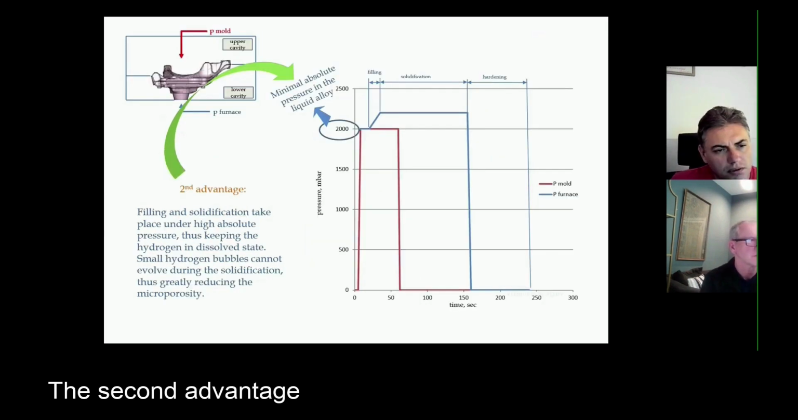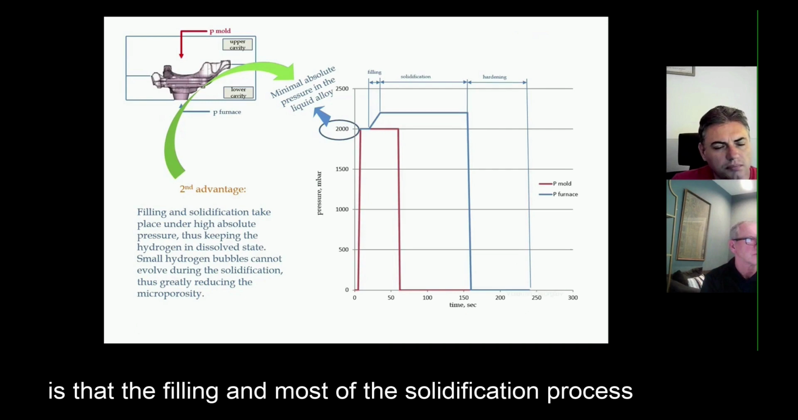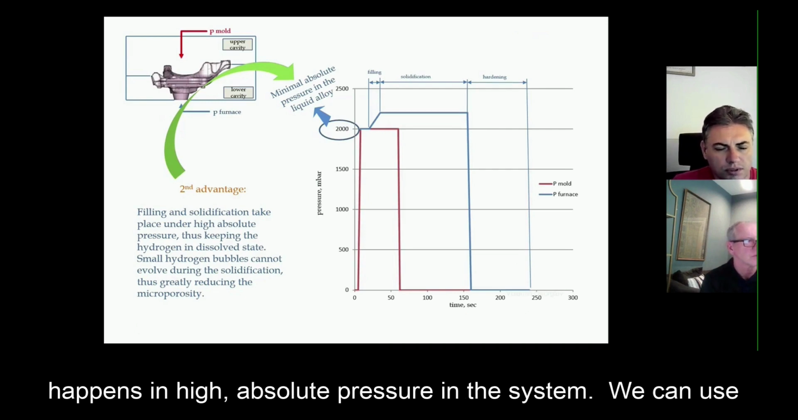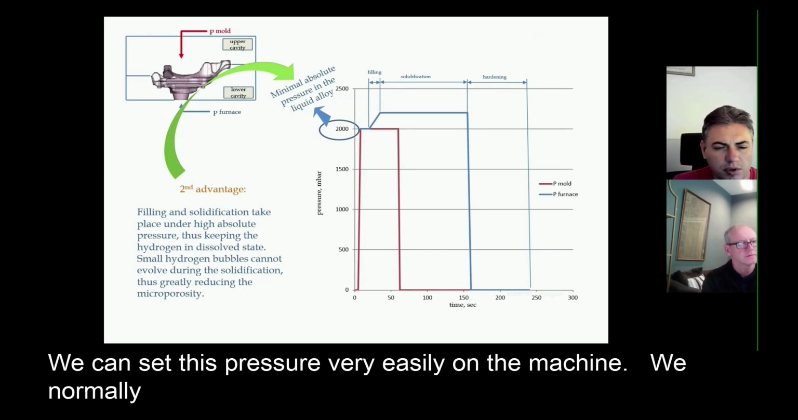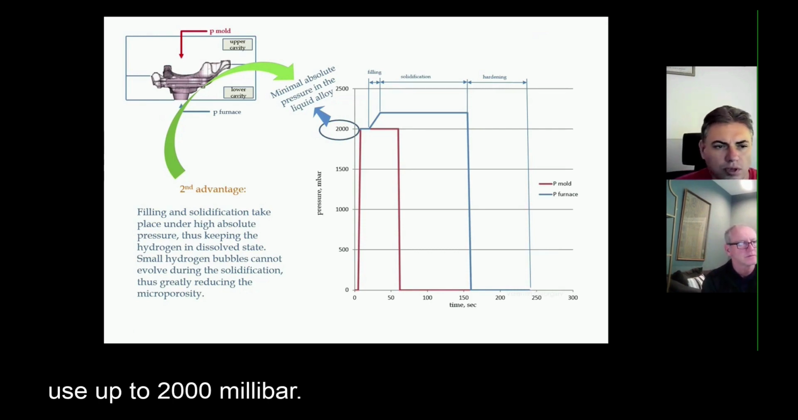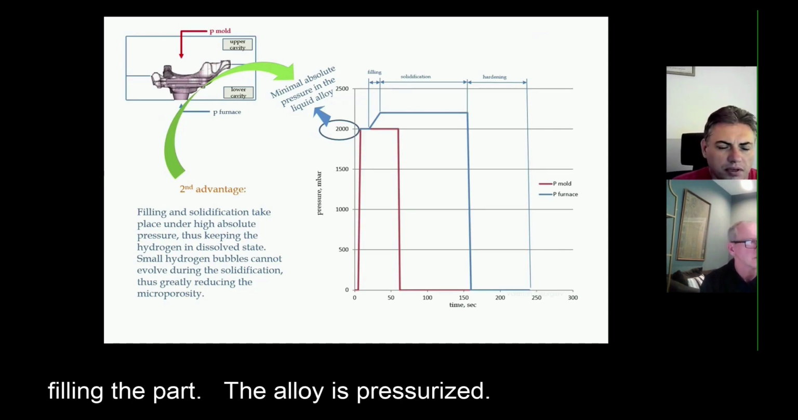The second advantage that I want to highlight is that the filling and most of the solidification process happens in the absolute pressure in the system. We can use whatever we want, 2000 millibar or 3000 or 1000 millibar. We can set this pressure very easily on the machine. In practice, we normally use 2000 millibar. So we start from this point, the filling of the part.